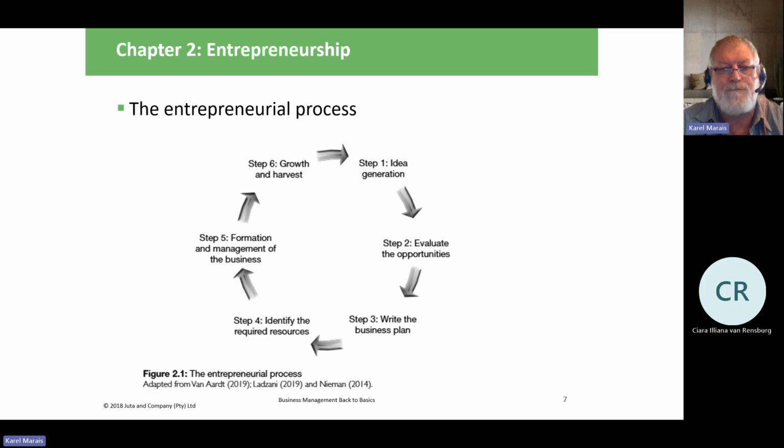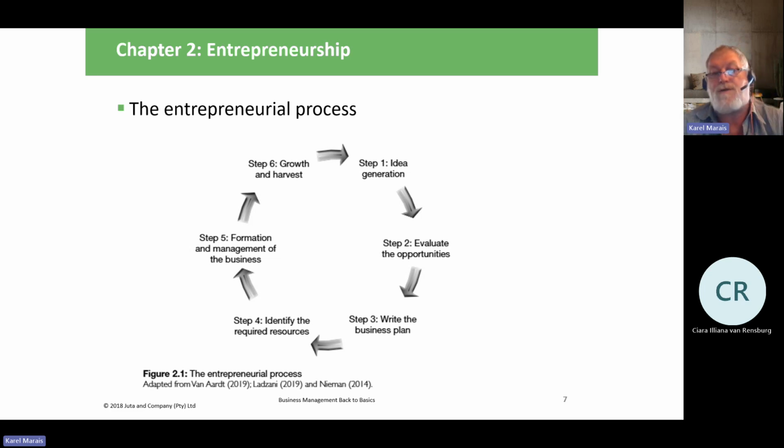Sorry, I'll flash by there quickly. That's figure 2.1 in your textbook. So we start off, and we're going to talk through all of this in detail now. So the first thing is idea generation, coming up with the idea. The second one is evaluating the opportunities. Then we put a business plan together. Then we identify what resources we need. And that's almost part of the business plan.